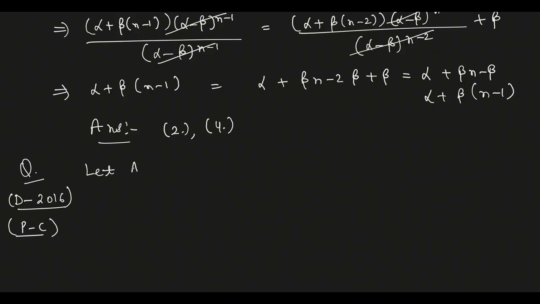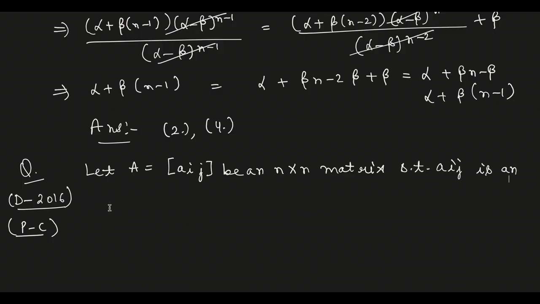Let A = (Aij) be an n cross n matrix such that Aij is an integer for all i, j.